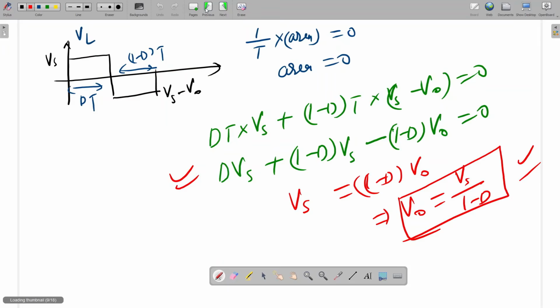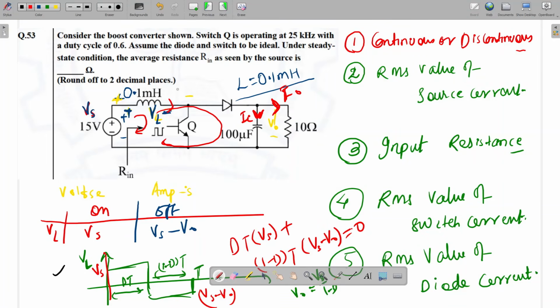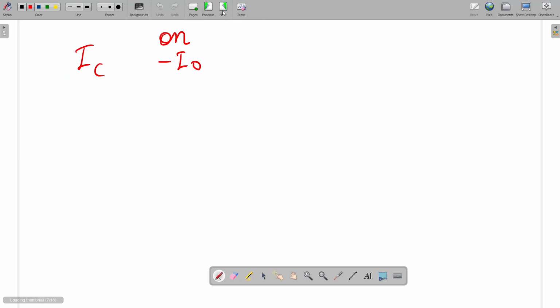Again, here this is IL. So if the switch is off, this current will be IL, and what will be the IC during the off duration? It will be IL minus I naught. So during the off duration, this current will be IL minus I naught. Is it clear to all?